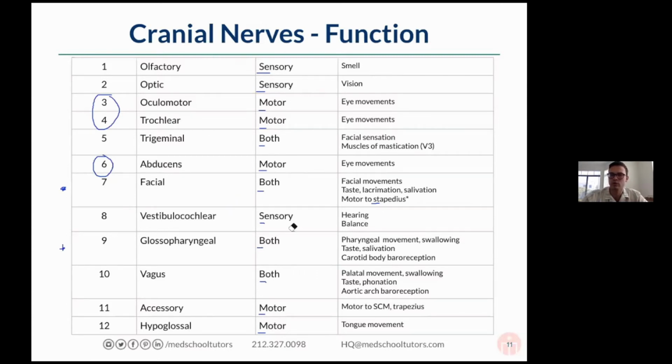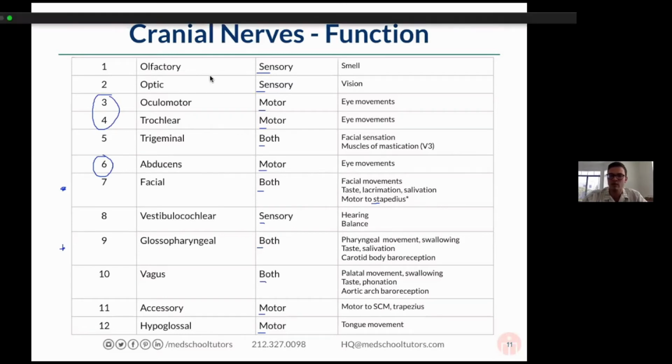8, vestibulocochlear nerve. The vestibular aspect of it is going to do balance. Cochlear is going to do hearing. 9, glossopharyngeal. I would think of it as pharyngeal movement. Usually the afferent limb of the gag reflex is the classic teaching, and swallowing coordination. It also has taste function, so the posterior 1/3 of the tongue is by the glossopharyngeal nerve.